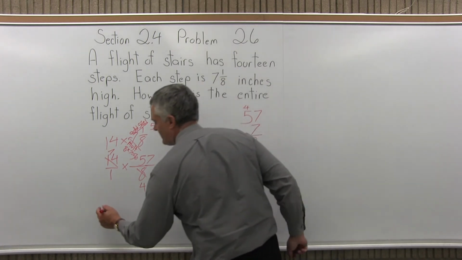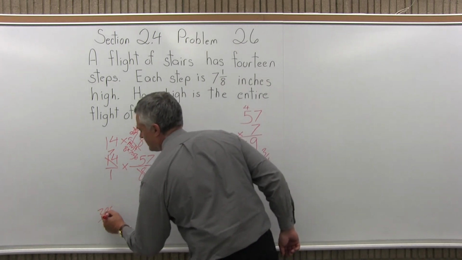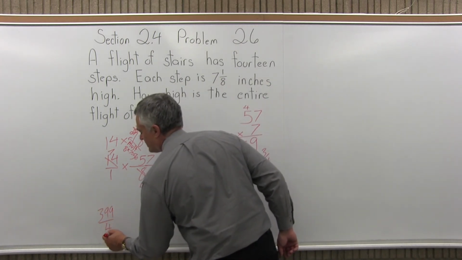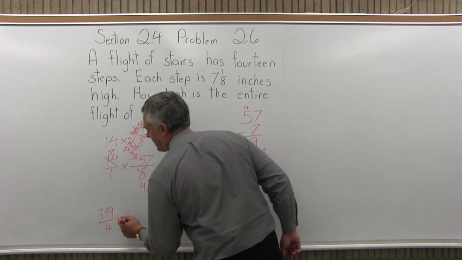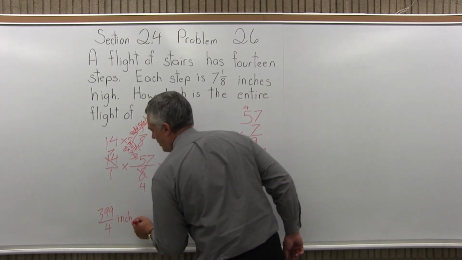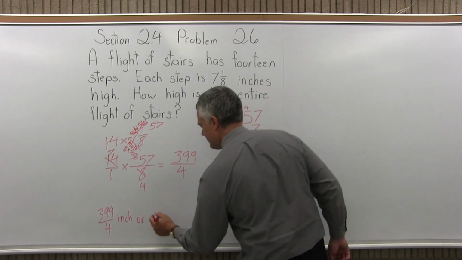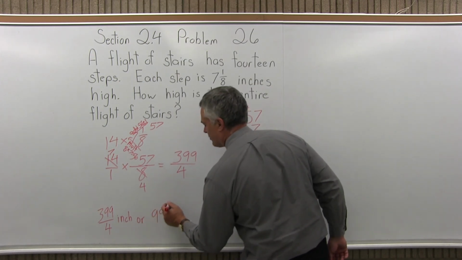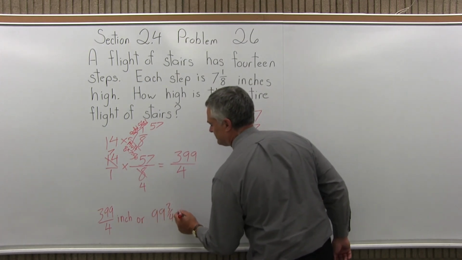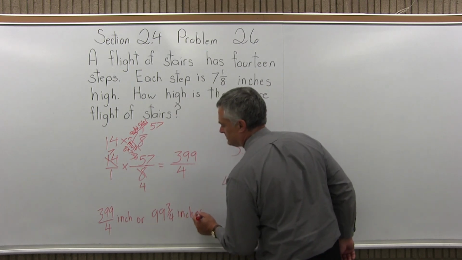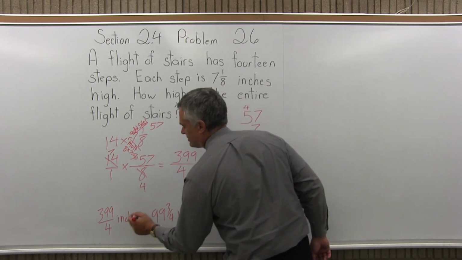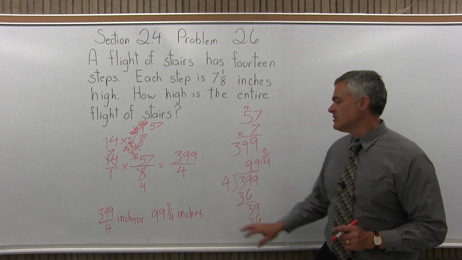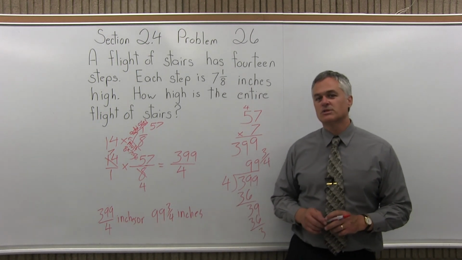So the entire flight of stairs is 399/4 of an inch high, or you could write it as 99 3/4 inches high. Now let's put the other one in inches too, that's better. So it's a little more than 8 feet high for a staircase, which is pretty typical.